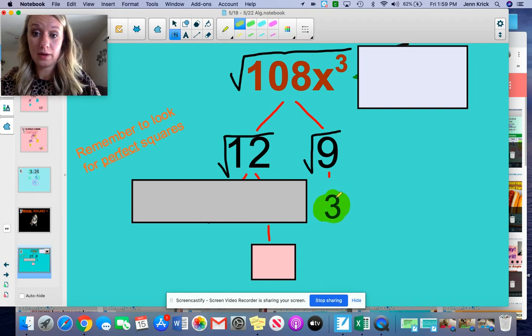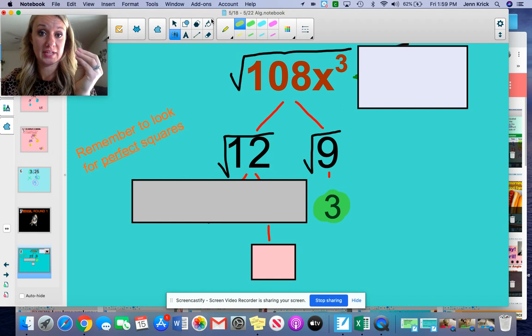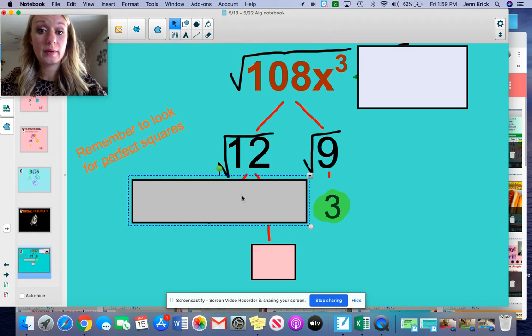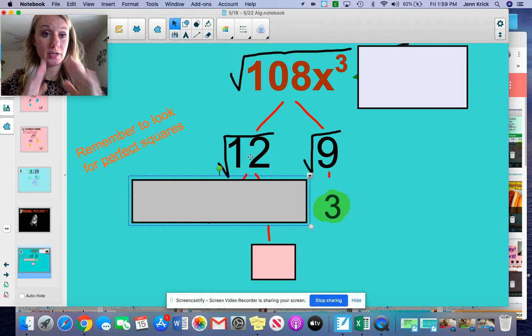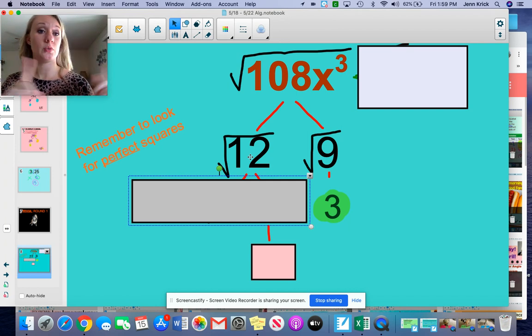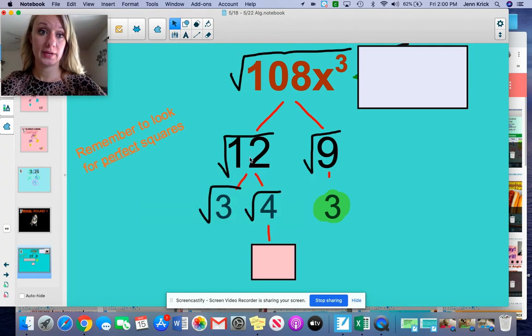So I always circle or highlight it once I've done as much as I can. Now, when we think about the square root of 12 here, I know that I can break that down even further. What are two factors of 12? And one of them hopefully is a perfect square. Well, we could do 1 and 12, but 12 isn't a perfect square, as neither is 1. We could do 2 and 6. Again, no perfect squares. But what about 4 and 3?